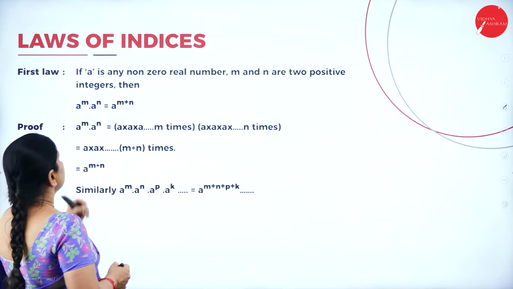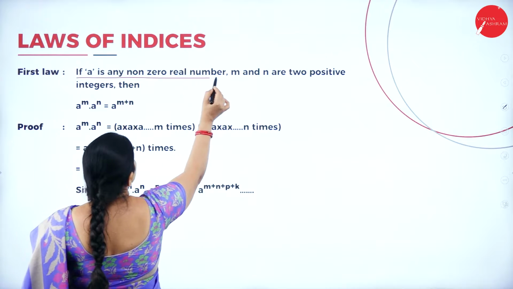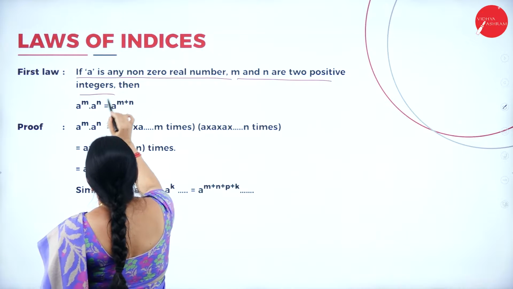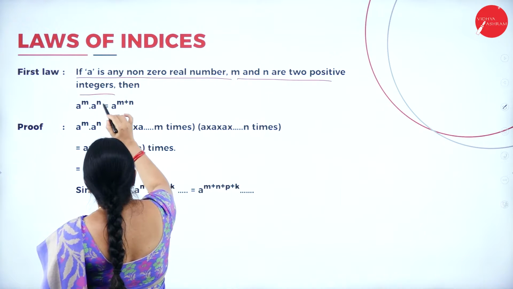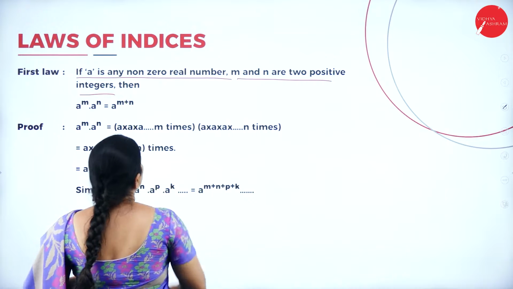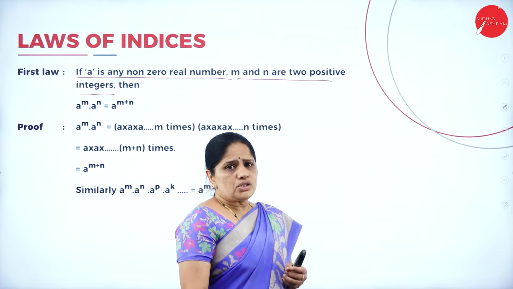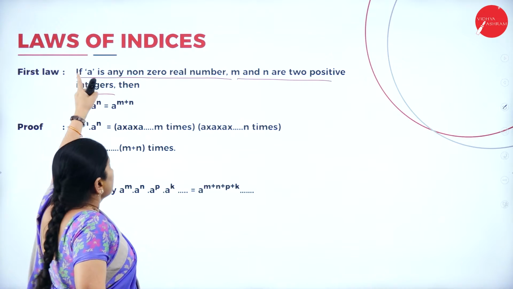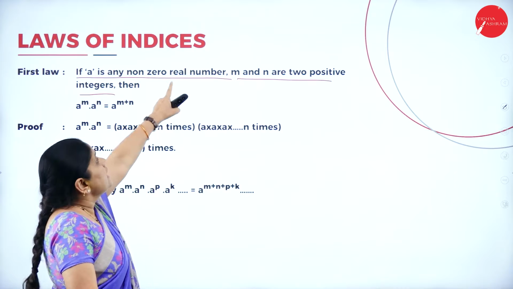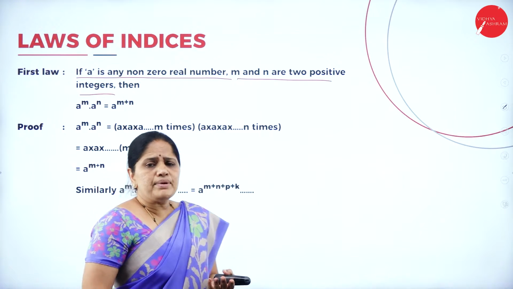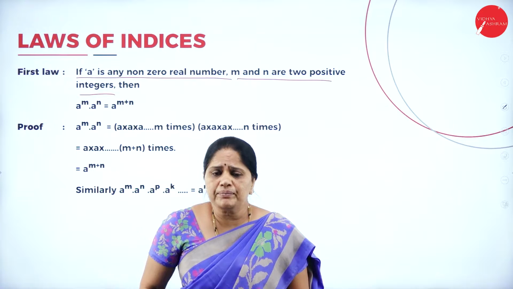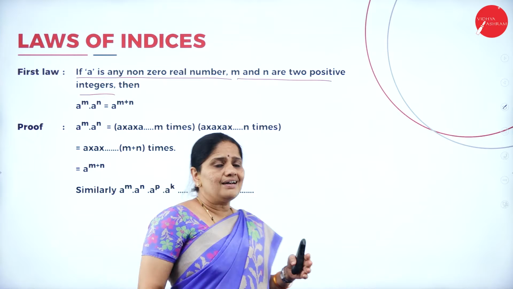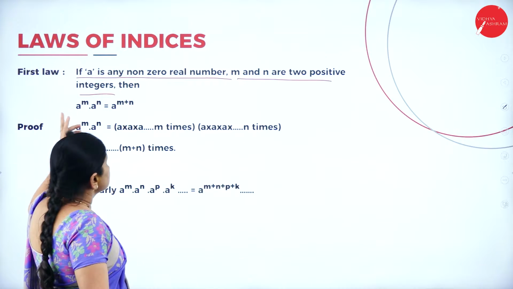As per the first law, if a is any non-zero real number and m and n are positive integers, then a to the power of m into a to the power of n equals a to the power of m plus n. First, let us see what they have given here. If a is any non-zero real number, what are real numbers? Real numbers are any number. It may be any number between 1 to 1000, 1 to infinity. Any number can be a real number.